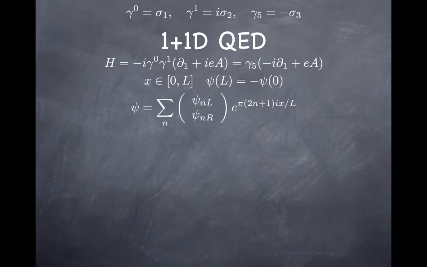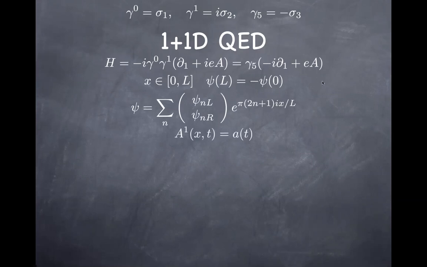With this antiperiodic boundary condition, I can expand this fermion field in the Fourier series, where the Fourier wave vector, namely the momentum, is pi times 2n plus 1 over L. If x goes all the way from 0 to L, then 2n pi does give me a phase, but 1 times pi gives me the minus sign, and hence this satisfies the antiperiodic boundary condition.